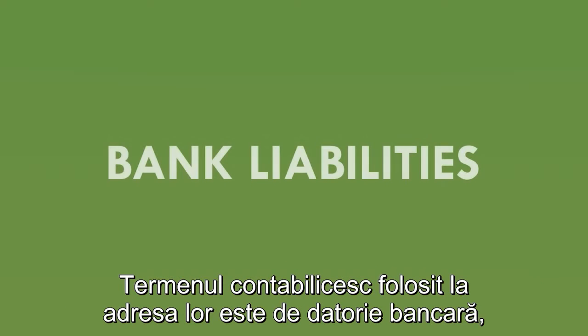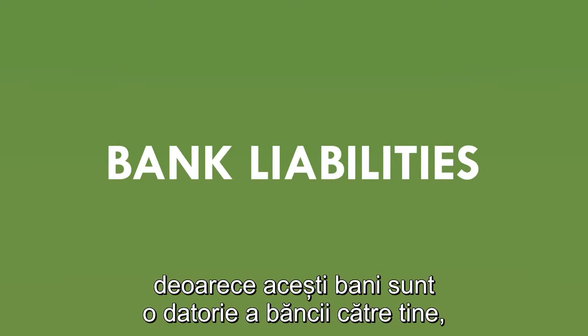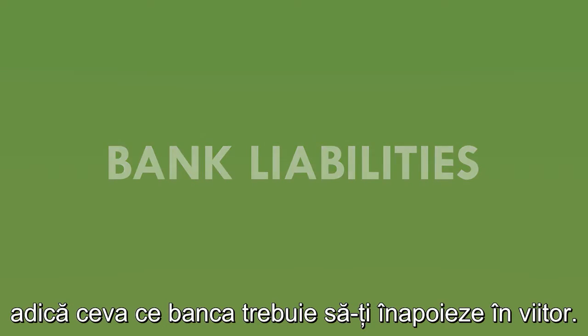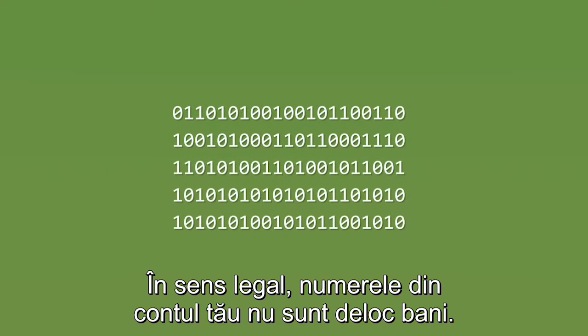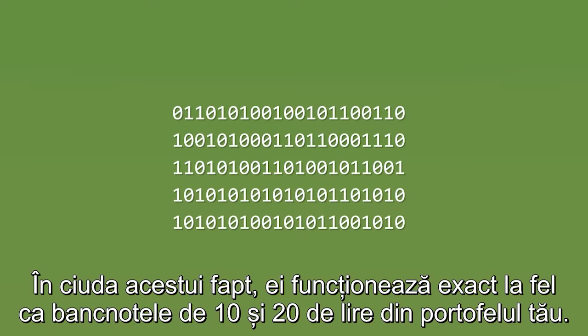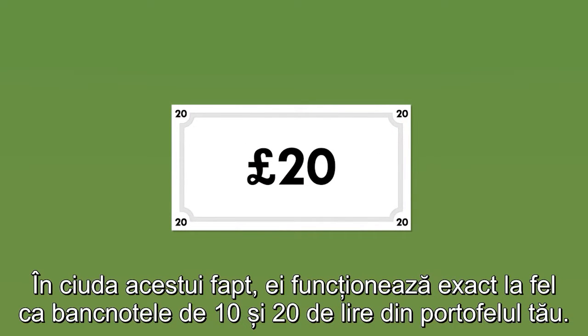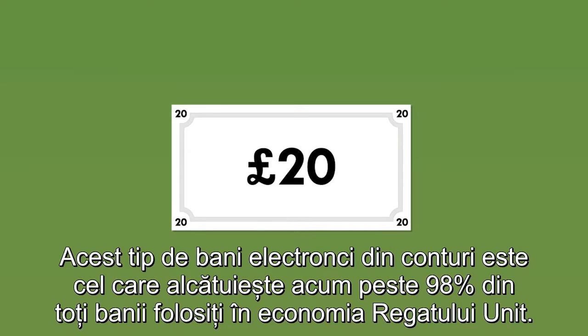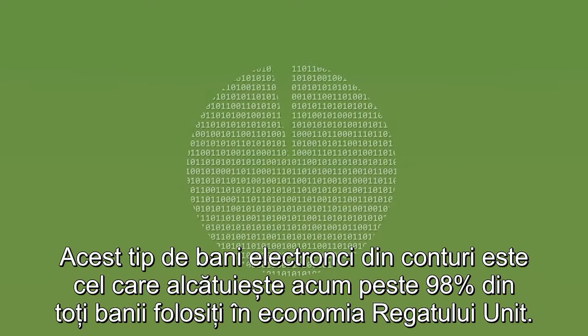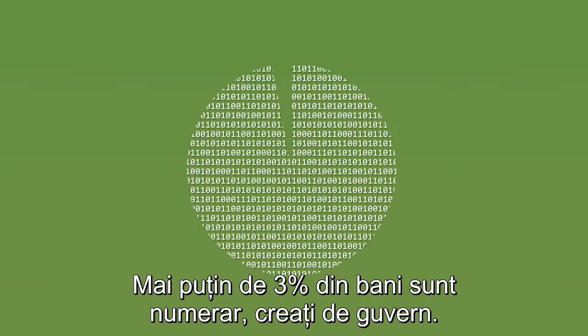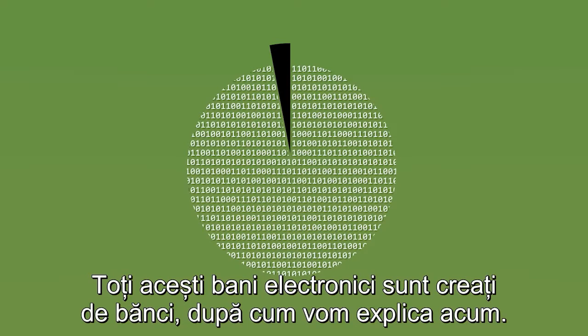They might also be referred to as bank liabilities. This is the accounting term, because this money is a liability of the bank to you, i.e. it's what the bank needs to repay you at some point in the future. Now, in a legal sense, the numbers in your account aren't really money at all. But despite that, they serve exactly the same purpose as the £10 and £20 notes that you might hold in your wallet. It's this type of electronic bank deposit money that now makes up over 97% of all the money used in the UK economy. Less than 3% of the money supply is cash created by the government. And all this electronic bank money is created by banks, as we'll explain now.